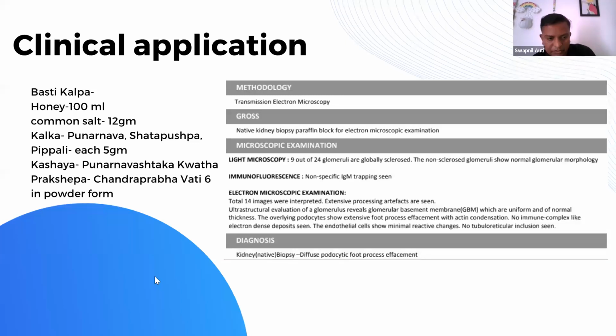So I will give one example here, presenting one case that is a patient of nephrotic syndrome. Basically, he was diagnosed with nephrotic syndrome, autoimmune type of disorder. This is the electron microscopy report of the patient. Almost 9 out of 24 glomeruli were sclerosed, and patient was having whole body edema, a little bit of ascites and heavy proteinuria. The proteinuria was the main symptom. So I categorized this patient under Vasameha Shotha. So these are my diagnosis, that is shoth and vasameha.